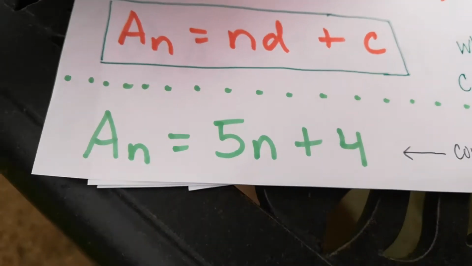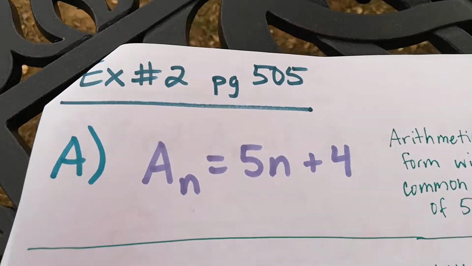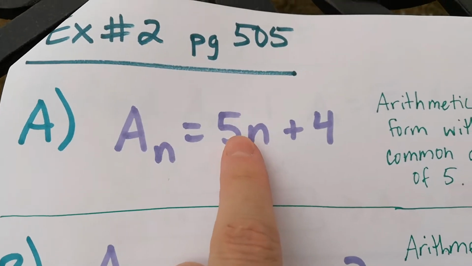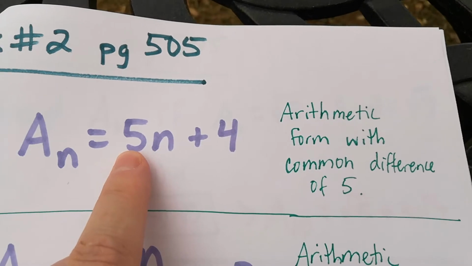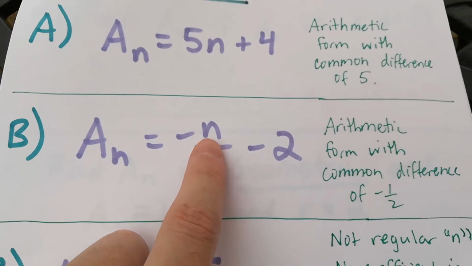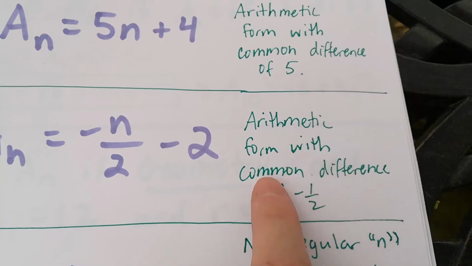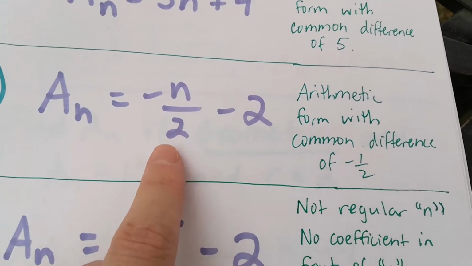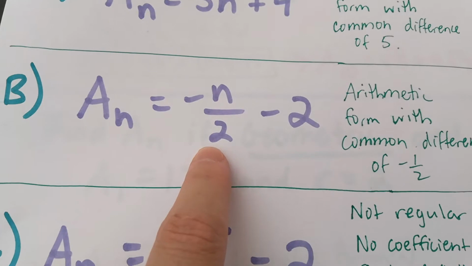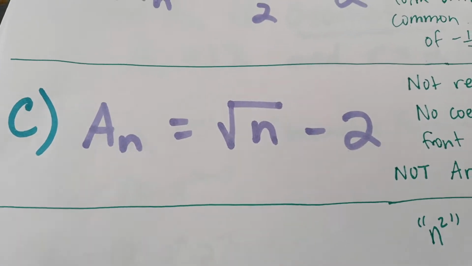So that's an arithmetic sequence. This is example number 2, page 505. Is that an arithmetic sequence? Yeah, because that's the one we just did. Okay, you guys are with me. So yes, that's an arithmetic sequence with a common difference of 5. B, is that an arithmetic sequence? Yes, it is. What's the number in front of my n? It's negative 1/2. So it's an arithmetic form with a common difference of negative 1/2. Like my slope would be negative 1/2. That's all good. But is this an arithmetic sequence?